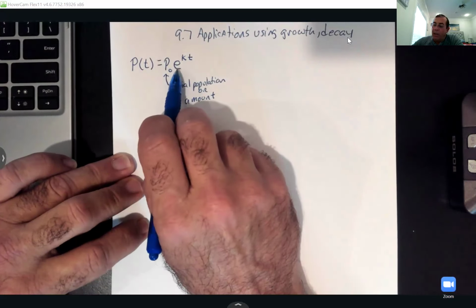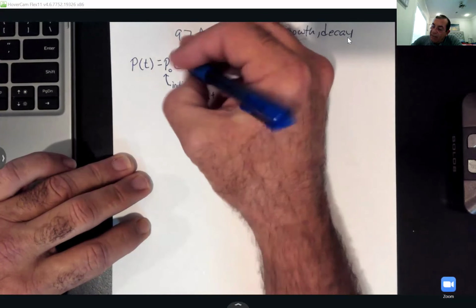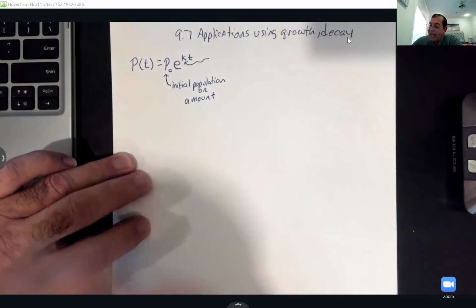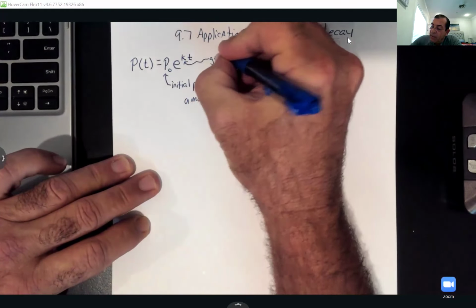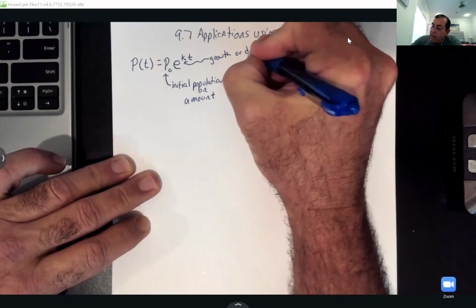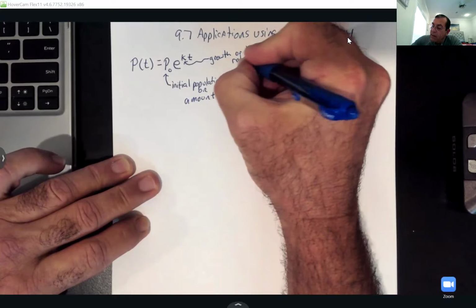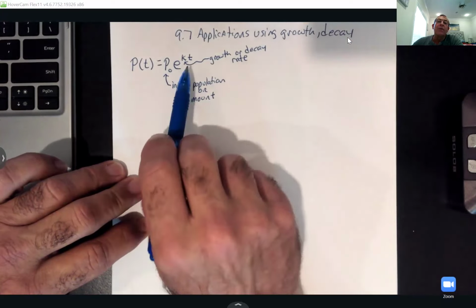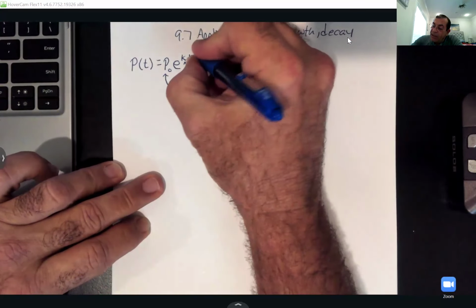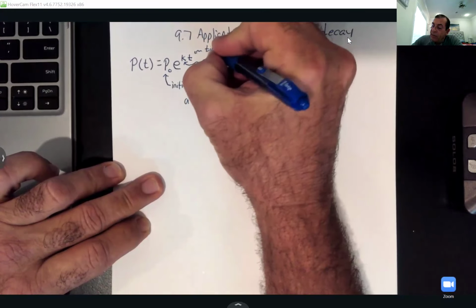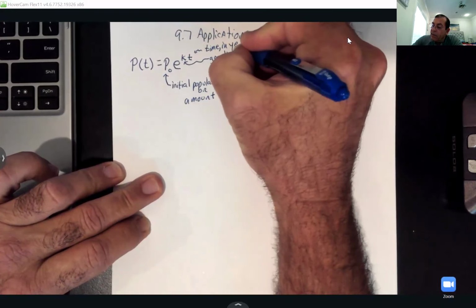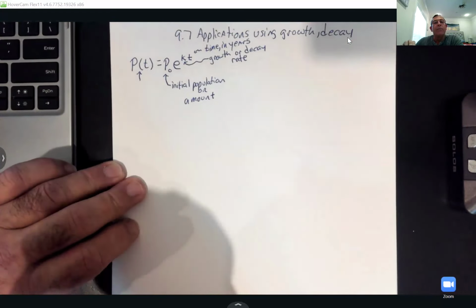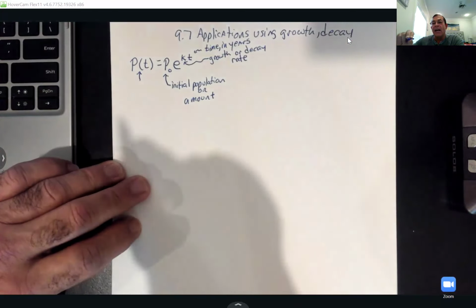E, well, that's Euler's number. We know that already. K is the growth or decay rate. So if it's growth, that'll be positive. If it's decay, it'll be negative. And then T, once again, is time in years. And then our P of T would be the population at any time T.